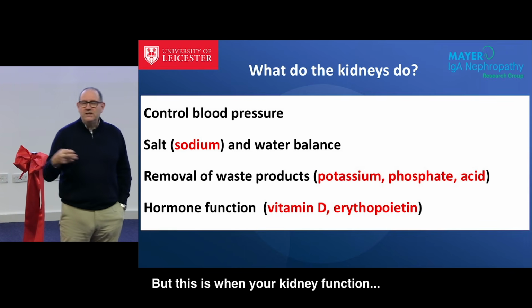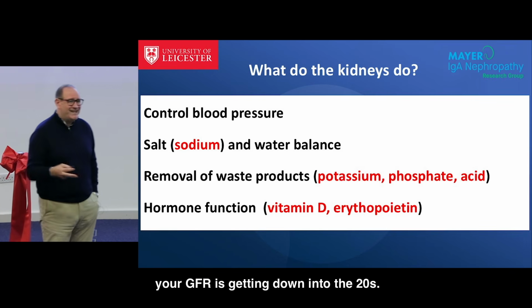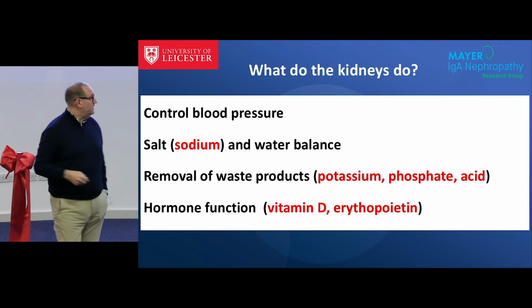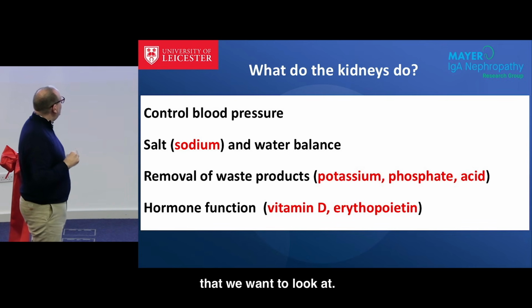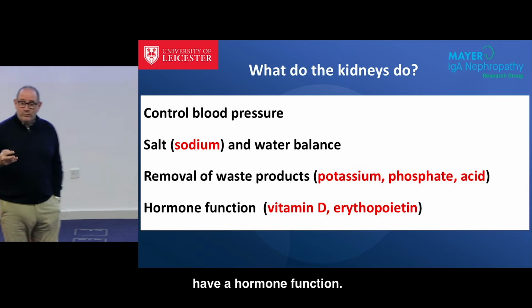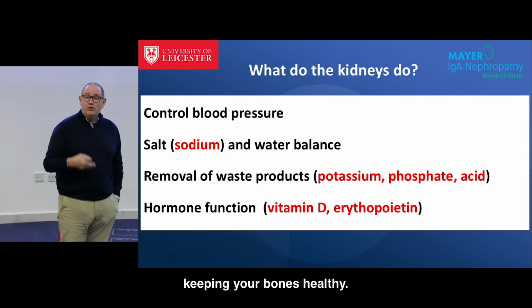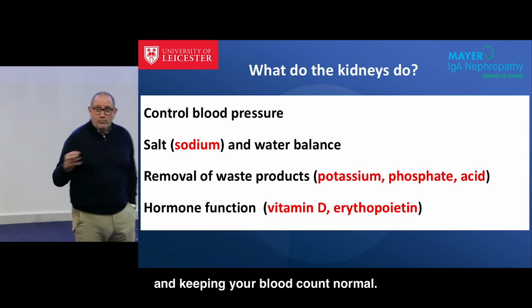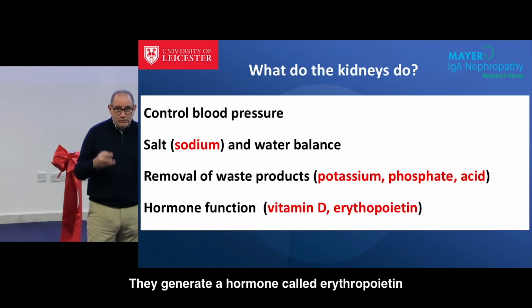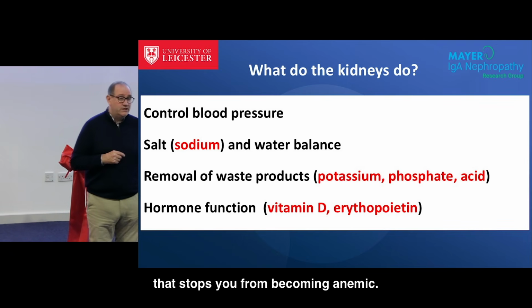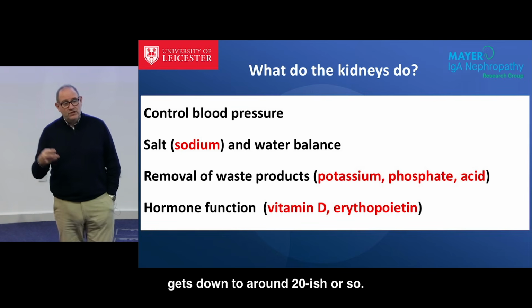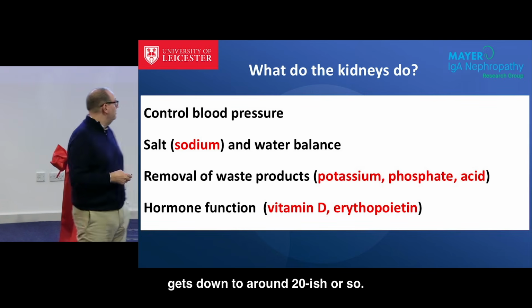But this is when your kidney function, your GFR, is getting down into the 20s. Not something that we tend to think about if your GFR is 30, 40, 50. And then the kidneys actually have a hormone function. They're very important in keeping your bones healthy and generating vitamin D and keeping your blood count normal. They generate a hormone called erythropoietin that stops you from becoming anemic. Again, these become an issue when your kidney function gets down to around 20-ish or so.